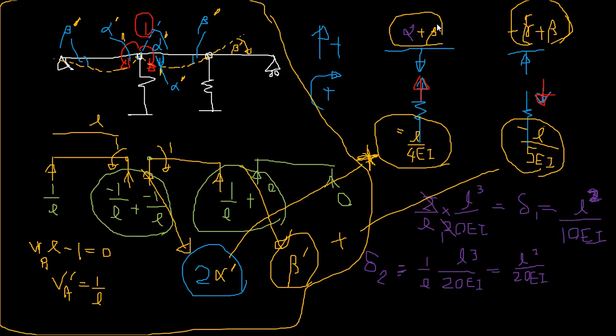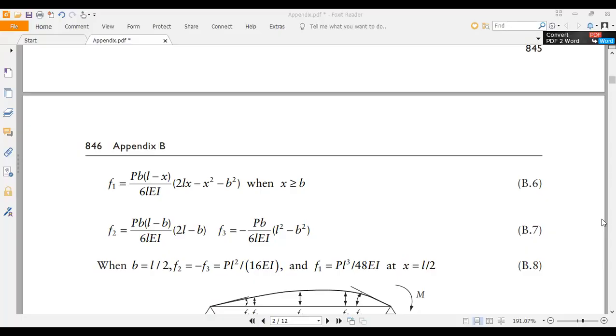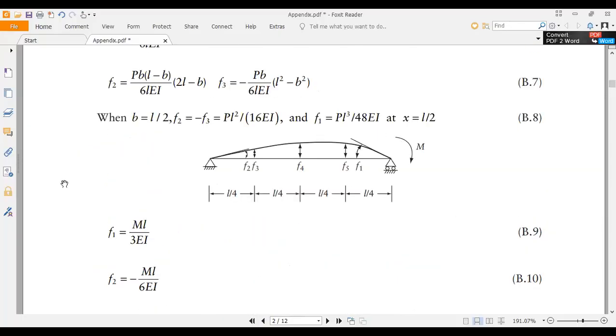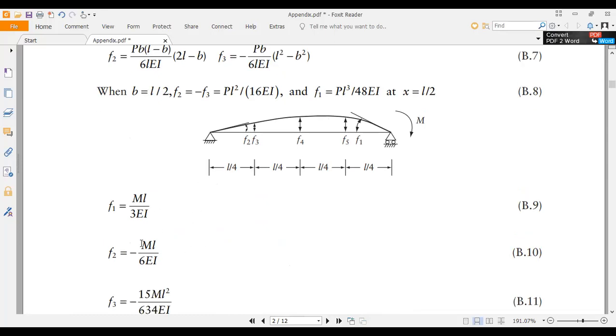So if you just go into the appendix, if you apply a bending moment, like here at the pin, we are always applying a moment, so the corresponding displacement is actually a rotation. If you apply a unit bending moment, the f1 is going to be L over 3 EI. Why? M is 1. So the remote end, the other end, is going to be L over 6 EI. So this is going to be L over 3 EI, and that's going to be L over 6 EI.